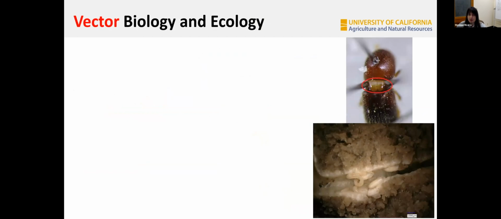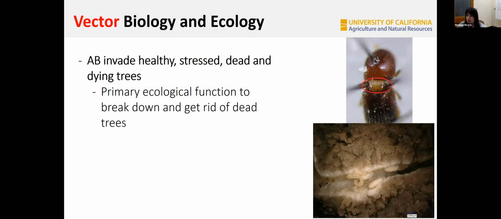So now I'm going to get more into the biology and ecology of these ambrosia beetles. I know it now seems ominous because we don't have a specific species that we can point our fingers at and say, yeah, that's the one. But that is kind of the way that we need to be thinking about this. So it's good ultimately. So ambrosia beetles can invade healthy, stressed, dead, and dying trees.